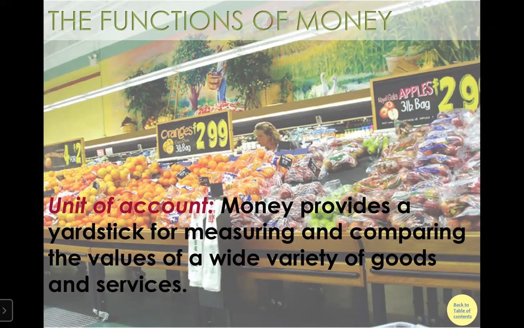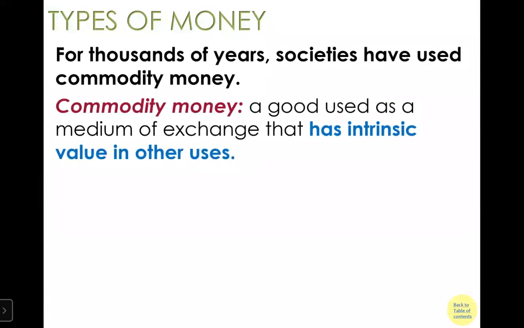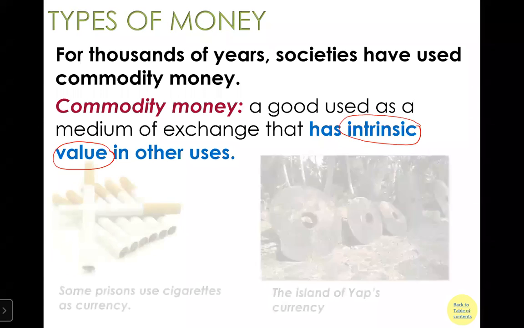Now we can look at different types of money that have existed in human history. For thousands of years, society has used commodity money. What is commodity money? Commodity money is a good used as a medium of exchange, but this good itself has intrinsic value. What does that mean? Just look at examples.